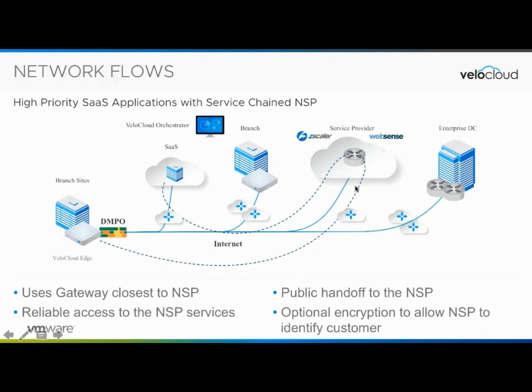From the gateway, the handoff happens over IPsec to the Zscaler, and then based on the Zscaler configuration, the traffic will be allowed or it will be dropped. If it is allowed, it will be allowed to go to that SaaS destination.